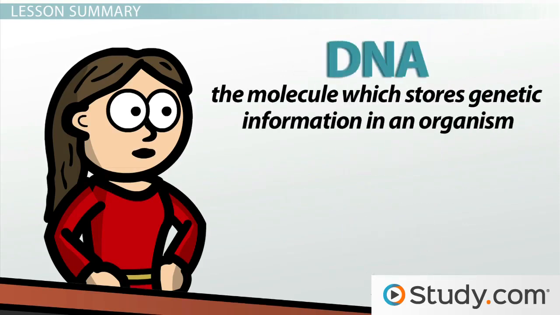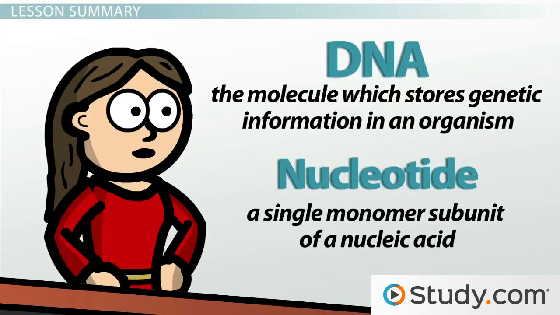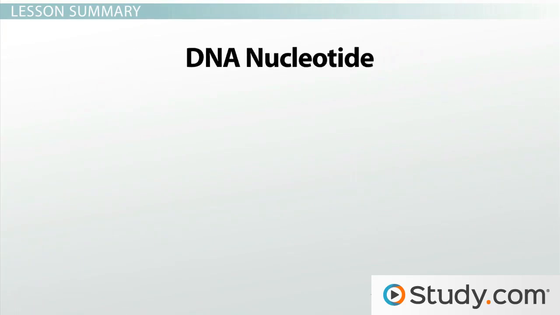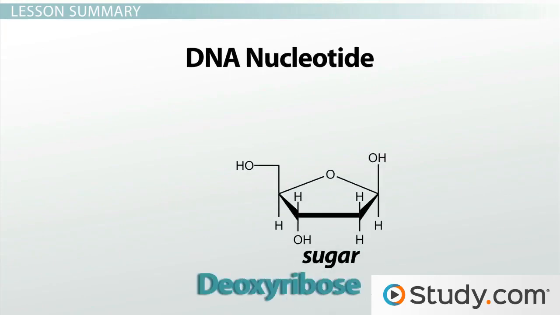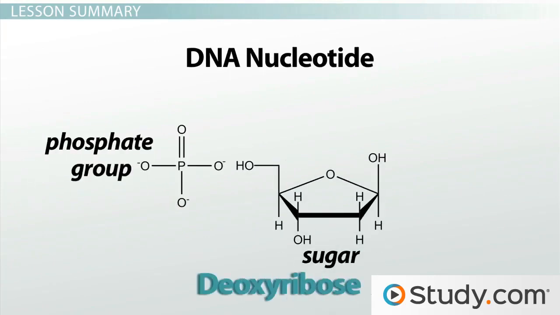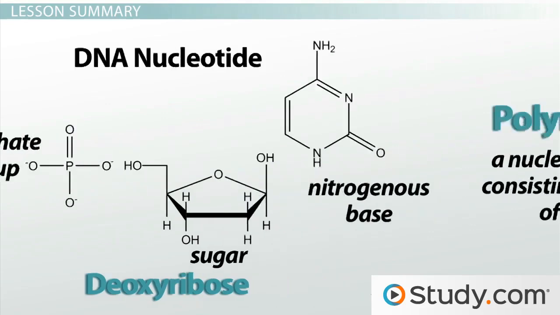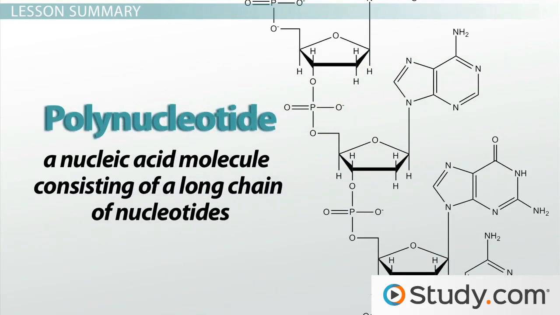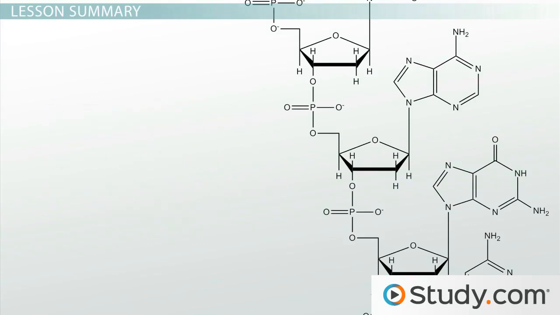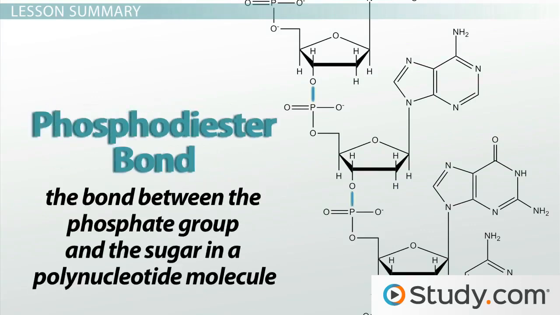DNA is the molecule which stores genetic information in an organism. A single monomer subunit of a nucleic acid is called a nucleotide. A DNA nucleotide is composed of a sugar called a deoxyribose, a phosphate group, and a nitrogenous base. A polynucleotide is a nucleic acid molecule consisting of a long chain of nucleotides. Nucleotides in a polynucleotide molecule are held together by a bond between the phosphate group of one nucleotide and the sugar of a second nucleotide, which is called a phosphodiester bond.